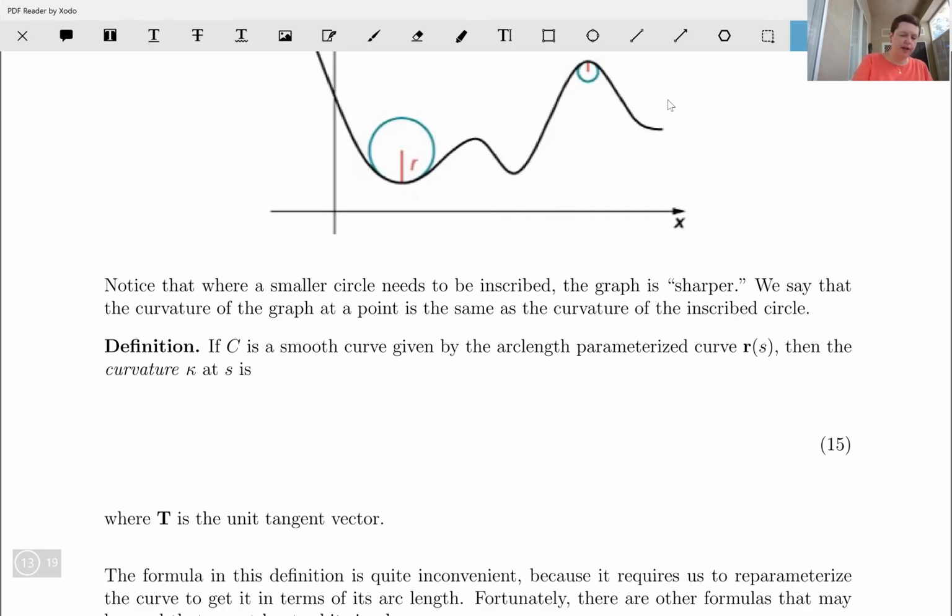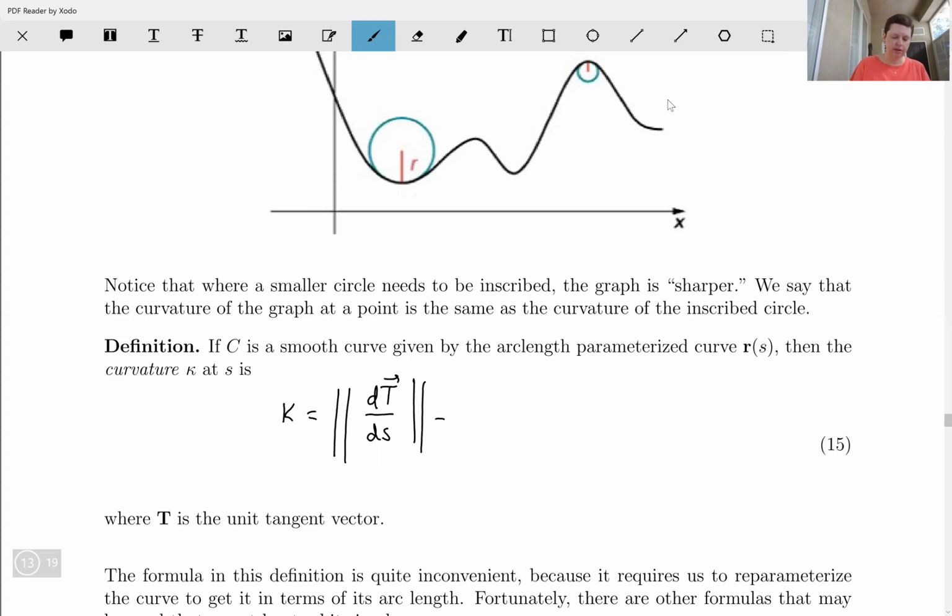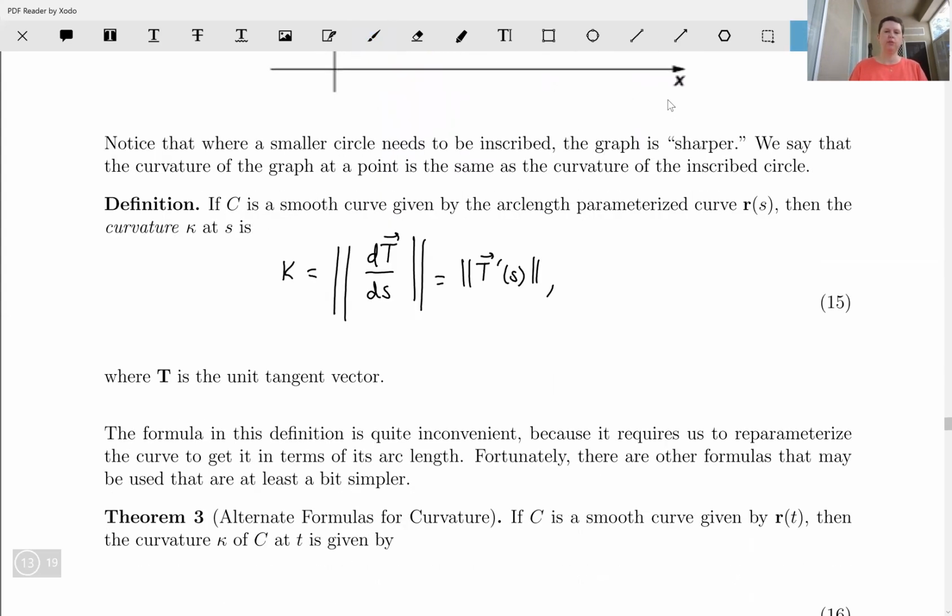To define that more precisely, if C is a smooth curve given by the arc length parameterized curve r of s, notice here that we have to parameterize our curve using the arc length parameterization. Then the curvature, denoted by the Greek letter kappa at s, is given by kappa equals the magnitude of dT/ds, which we can write more succinctly as T prime evaluated at s. Recall that T is the unit tangent vector.